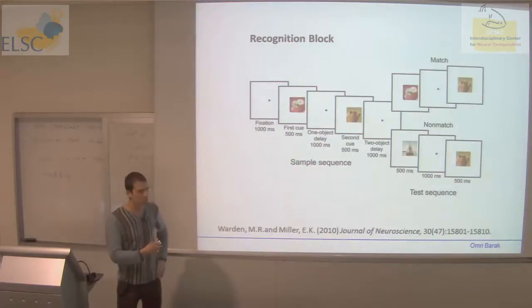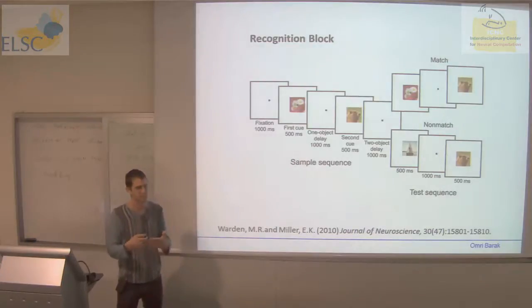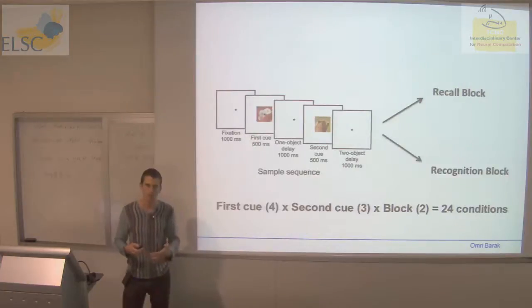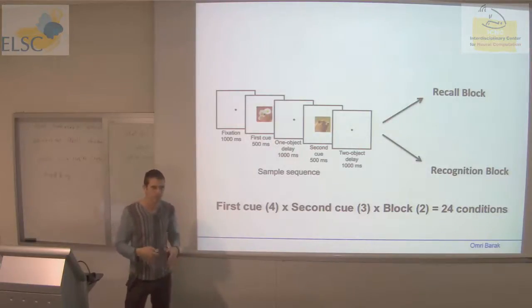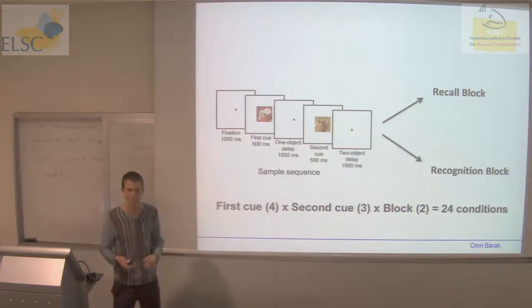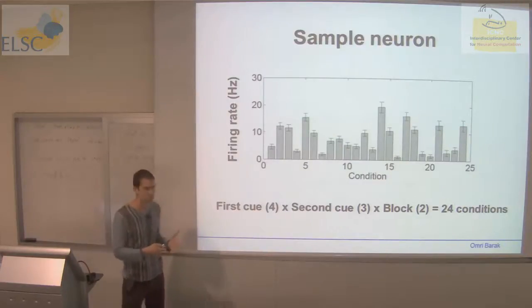In the recognition block, following the sample sequence, a test sequence is displayed, and the monkey has to report whether this is identical to the sample sequence. Overall, the task has 24 different conditions. There are 4 possibilities for the first cue, 3 for the second cue, and 2 block types. And we can again plot the activity of one of the neurons in prefrontal cortex, recorded here, to these 24 conditions.